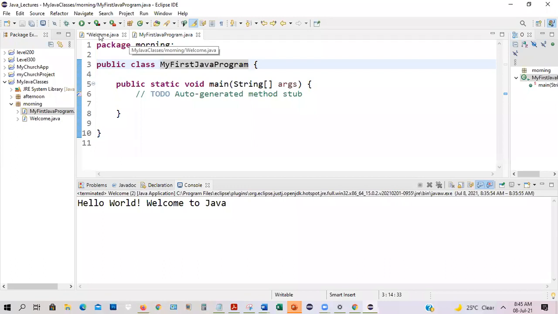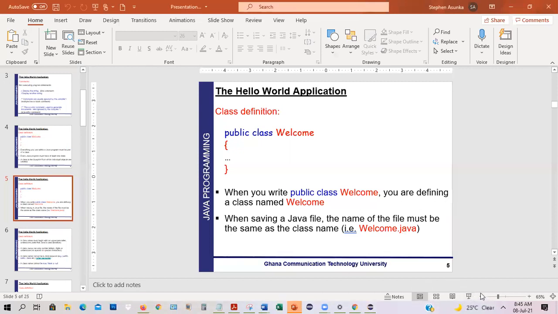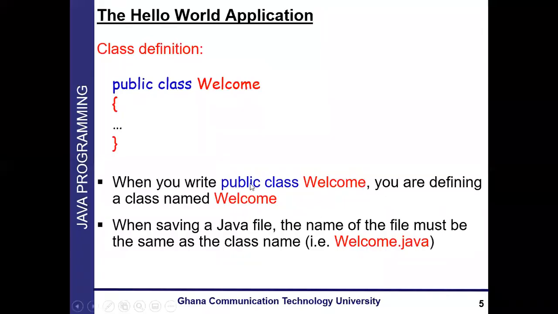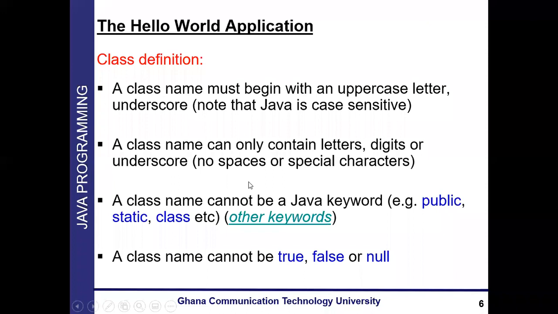And so you can't have two that have the same name. What it means is that you cannot have two files that have the same name. If I try to create another class called my first Java program, of course, I'm going to get an error because the file name is already in existence. So you can always create a class. You are free to give it any name you want, but there are some conventions that we have to follow.